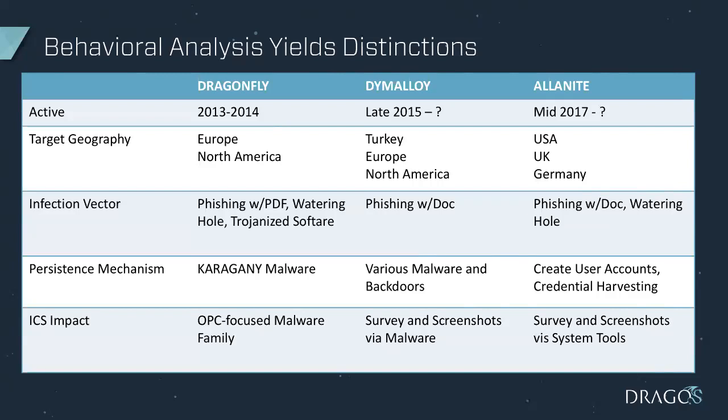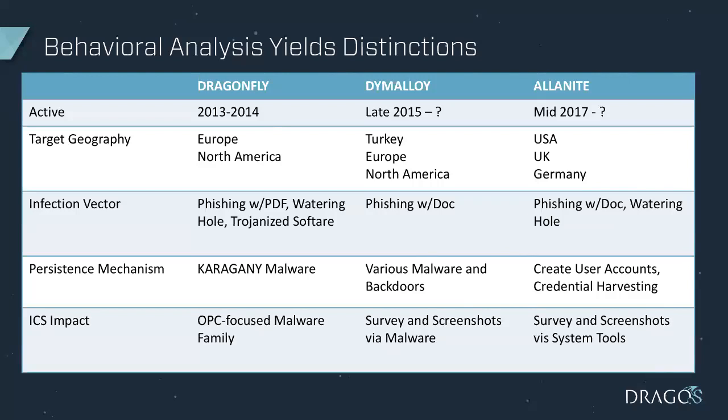One item, for example, that links Dragonfly to Dymaloy, not shown on this table, but important to note, is a specific malware backdoor called Heraplor, which has only ever been identified in association with Dragonfly-linked activity. But it also shows up in Dymaloy activity as well. But not just that, there are other items in question. And not only that, but the only one of these entities that was capable of, or at least has demonstrated the use of, an industrial control specific tool set was Dragonfly.